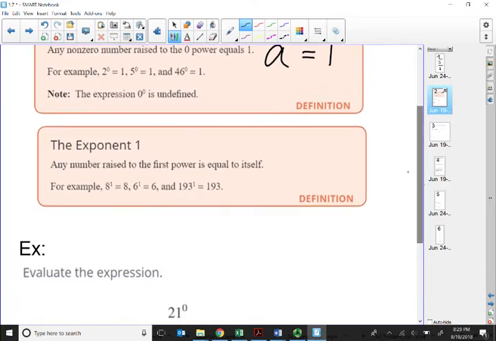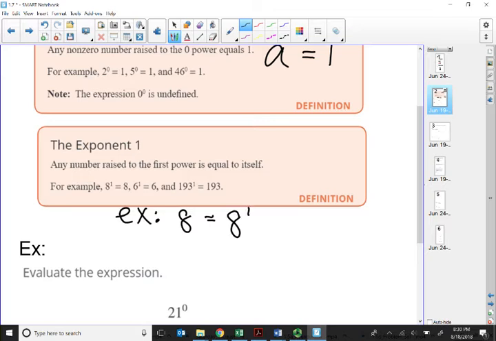Exponent 1, any number raised to the first power is always equal to itself. So every number that you see, for example, I'm going to write this thing backwards. If you see a number 8, that means 8 to the first power.